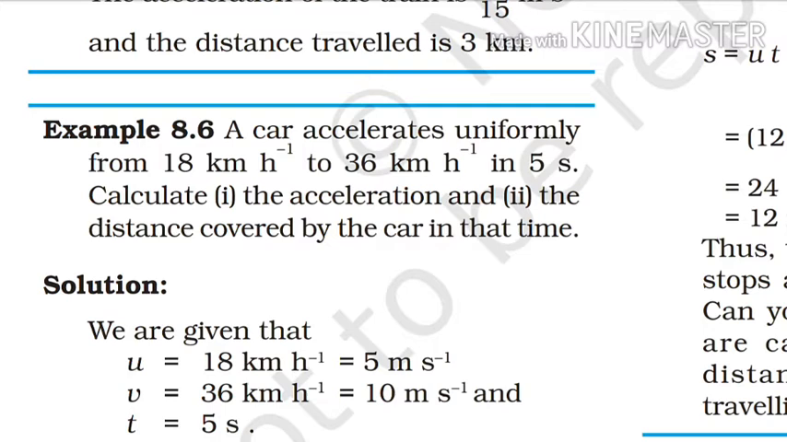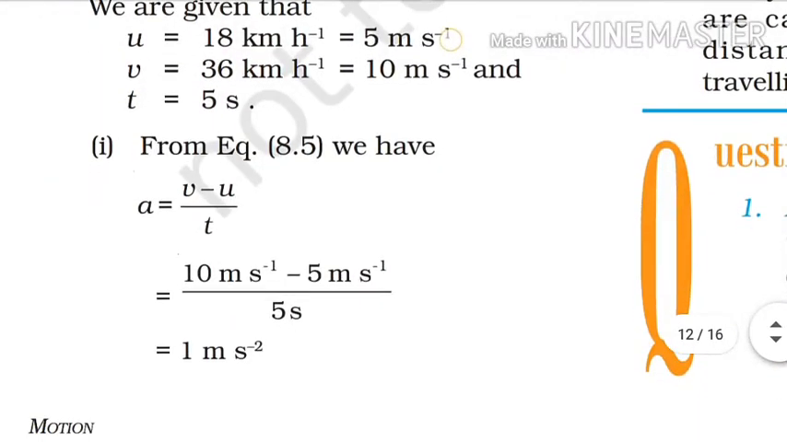So U equal to 18 km per hour, it means 5 meter per second, and V equal to 36 km per hour, that is 10 meter per second, and the time taken to attain this speed is 5 seconds. So acceleration will be equal to V minus U by T, that is 10 minus 5 by 5. So 10 minus 5 by 5 means 5 by 5, that is 1 meter per second square. This is the acceleration. Okay, 1 meter per second square.